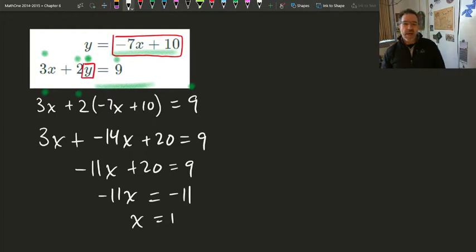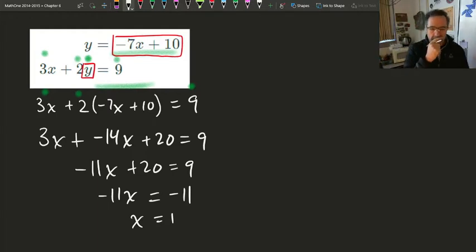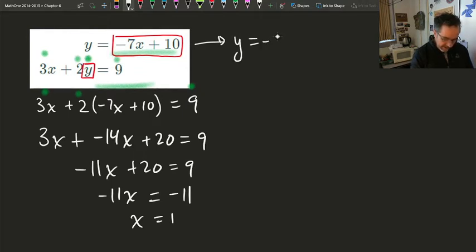Okay, so I know what x is now. X is the number 1. Y, this top equation tells me. You want to know y? I got y for you. Y is negative 7 times whatever you found x to be. I found x to be 1. And then plus 10. Y is negative 7 plus 10. Y is the number 3.